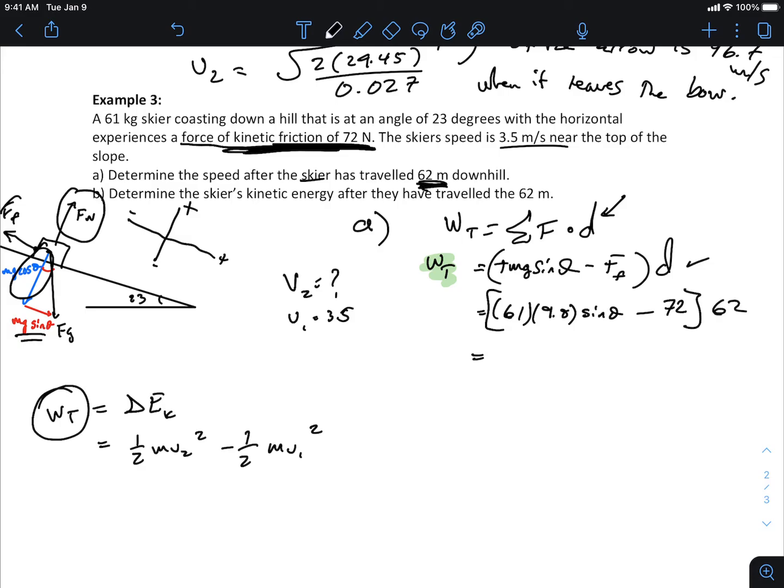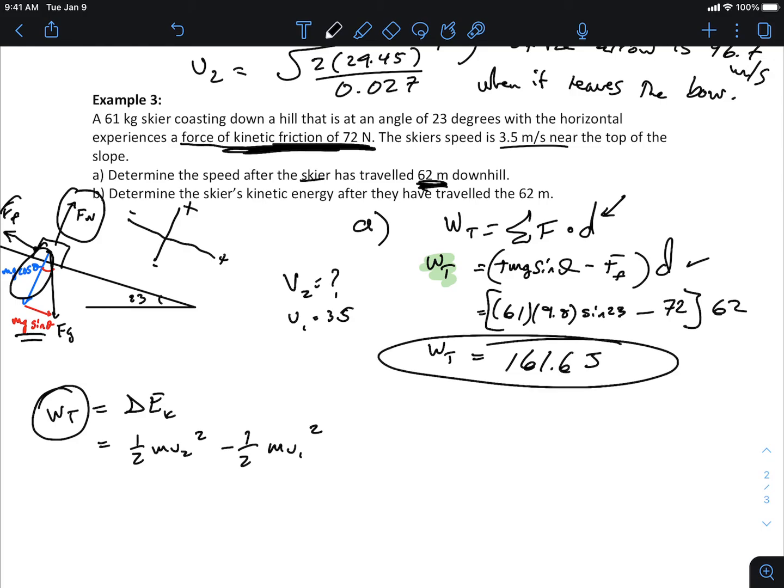Okay, and when you type that all into your calculator, you should also replace the theta value to be 23. When you type this into the calculator, you're going to see you get a total work for the system of 161.6 joules. That's the total amount of work being done on the system, on the skier. It came out positive, right?